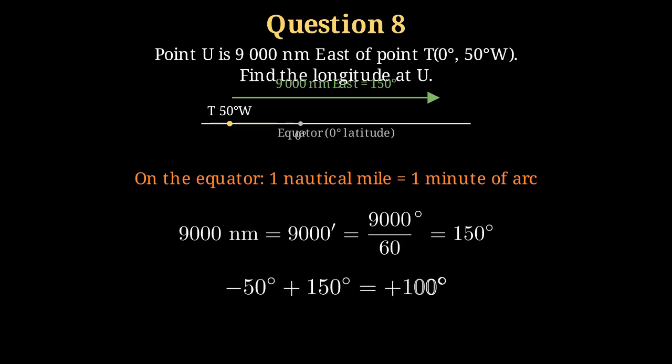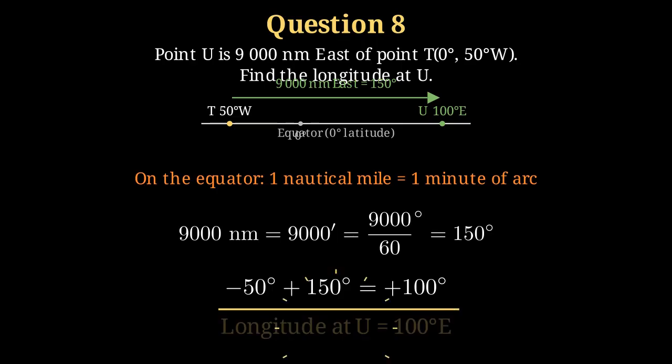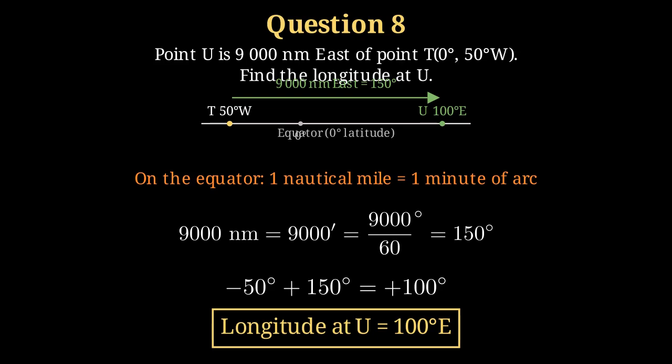Now travel east. Taking east as positive, we start at minus 50 degrees, the longitude of T, and add 150 degrees. Minus 50 plus 150 gives plus 100 degrees. A positive result means east of Greenwich, so the longitude at U is 100 degrees east.